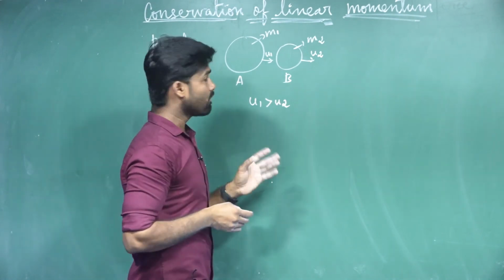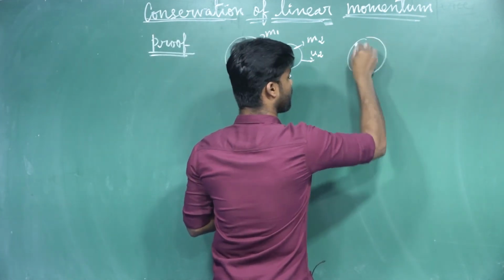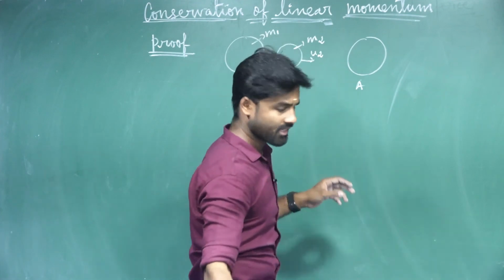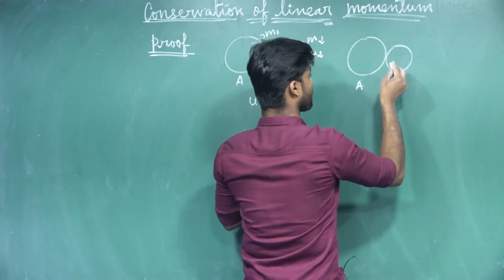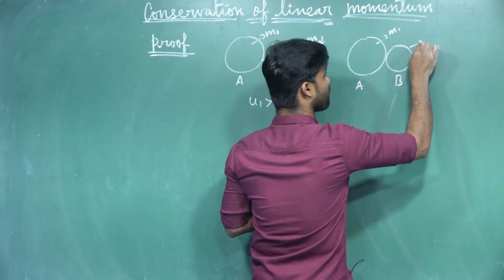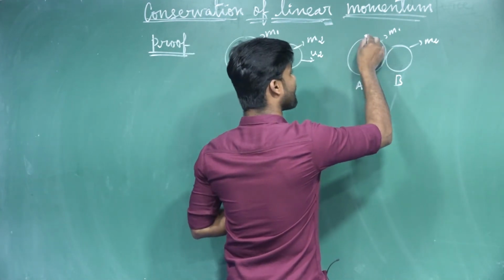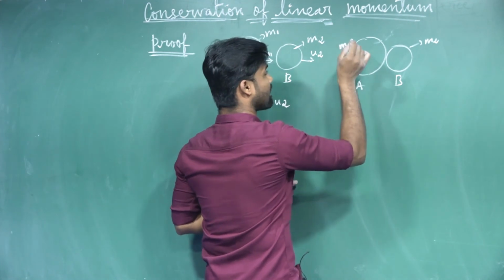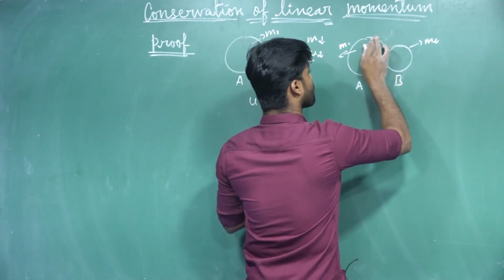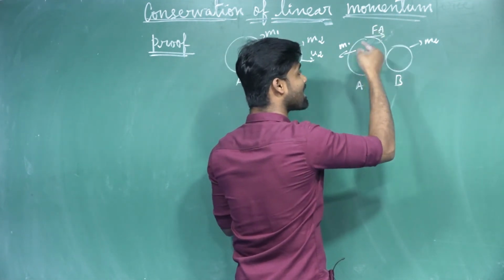After time t, the two objects undergo a collision. Object A and object B undergo the collision. While the two objects undergo the collision, there is no change in the masses m1 and m2. Now the object A exerts a force on B during the collision. How much force does object A exert on B? Fa is the force object A exerts on B.